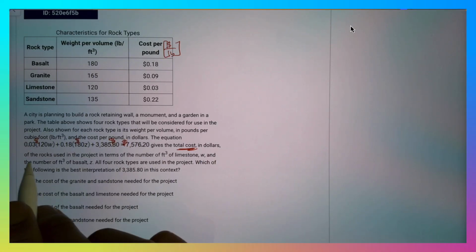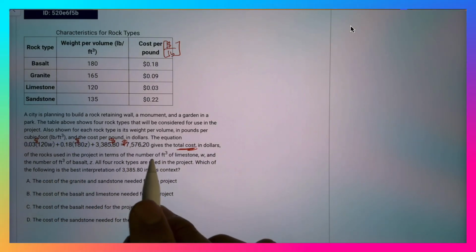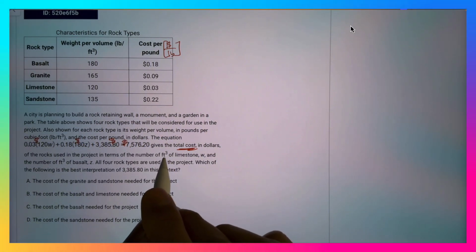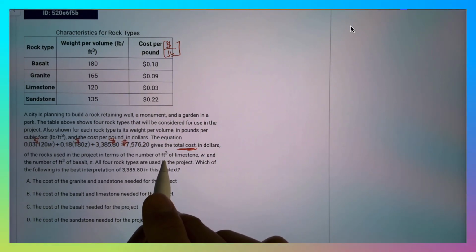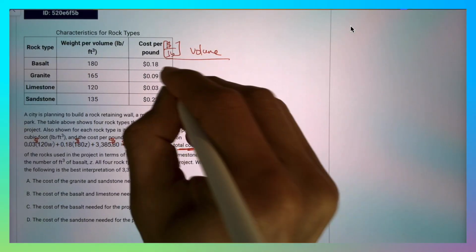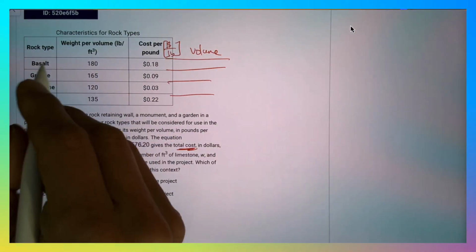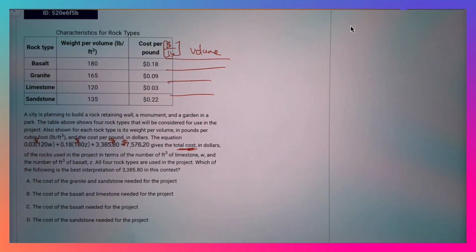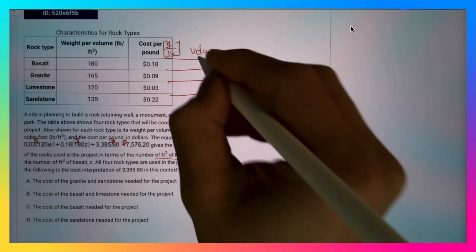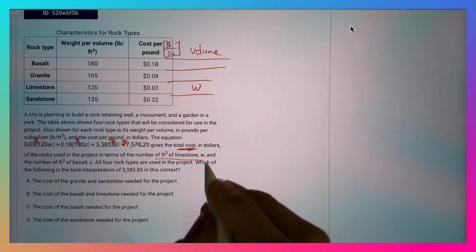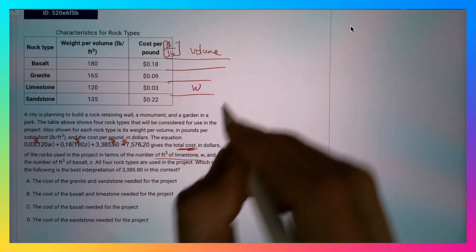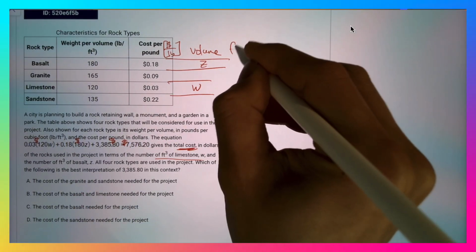Total cost in dollars of the rocks used in the project in terms of the number of cubic foot of limestone. So if they tell you the cubic foot, they're talking about the volume. So we're gonna say volume in the 3rd column for each rock type: basalt, granite, limestone, and sandstone. So they said the volume in cubic foot of limestone is W. And the number of cubic foot of basalt, Z. I'm gonna write the unit cubic foot.